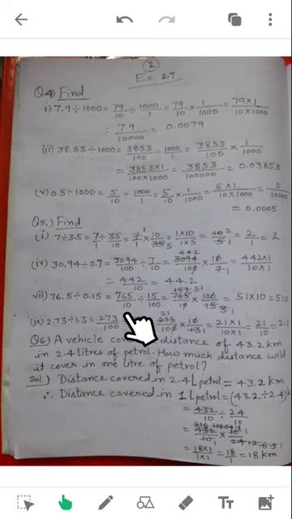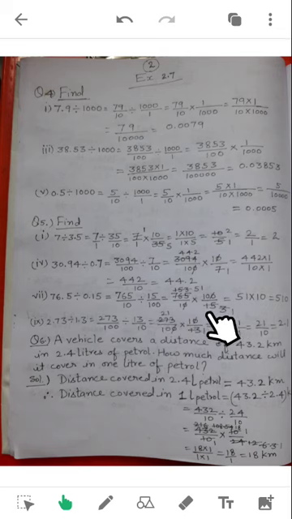Now 765 upon 10, it is like this only. Sign of division has been converted into sign of multiplication. When the sign of division is converted into multiplication, we have to take the reciprocal of 15 by 100. It becomes 100 by 15. Now using table of 5, I have cancelled it out.